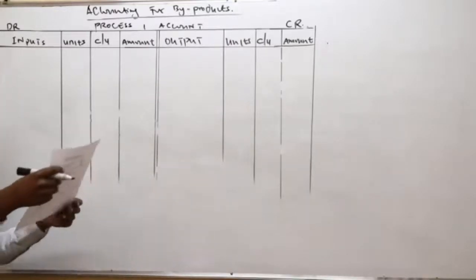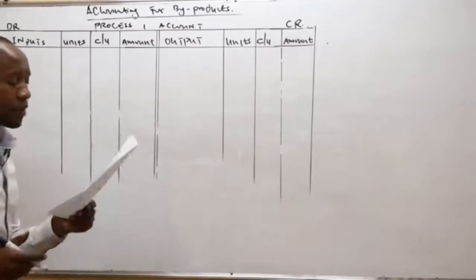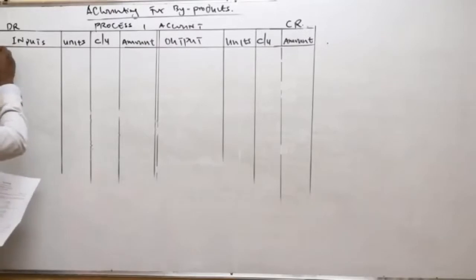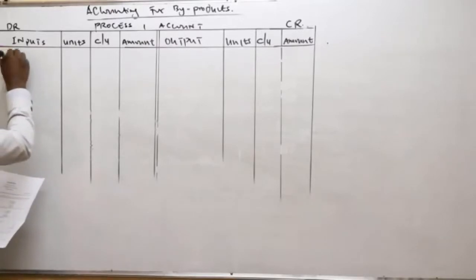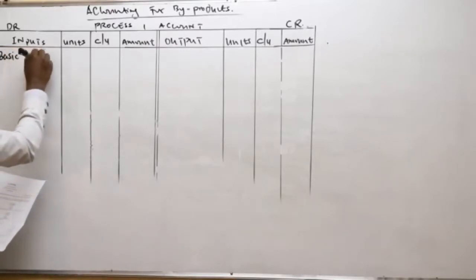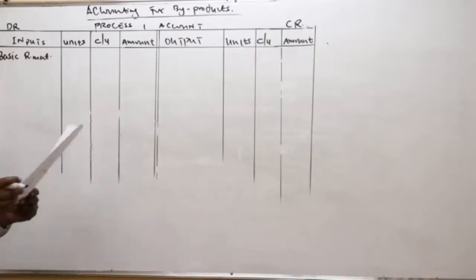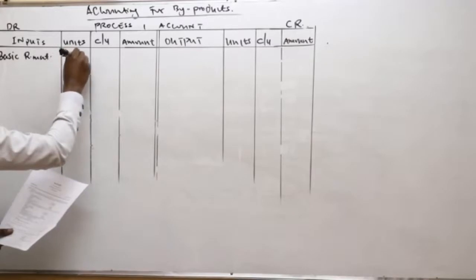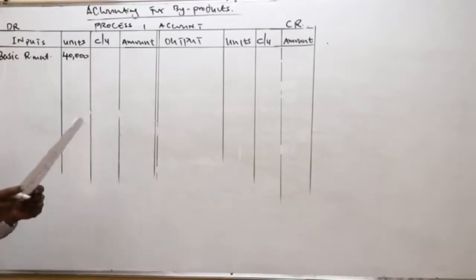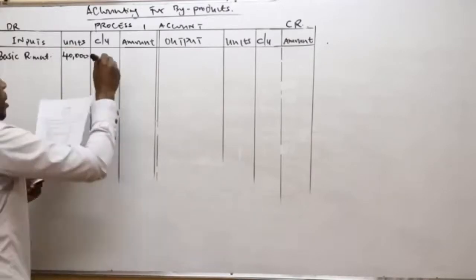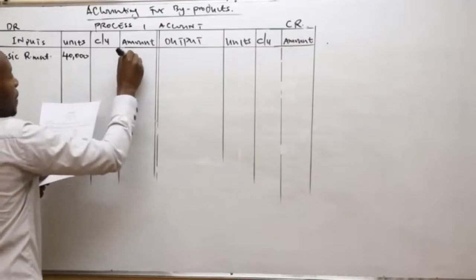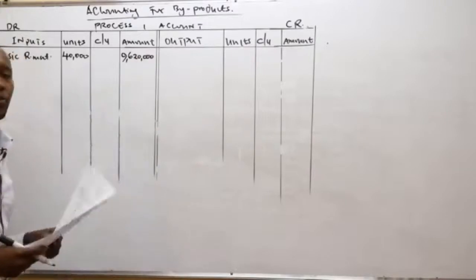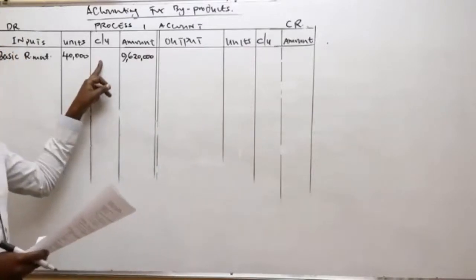So let's read through process 1. The first item will be the raw material. So I will call it basic raw material. The basic raw material is 40,000 kilograms. Now the amount you've been given there is 9,620. If you like, you can compute the cost per unit.